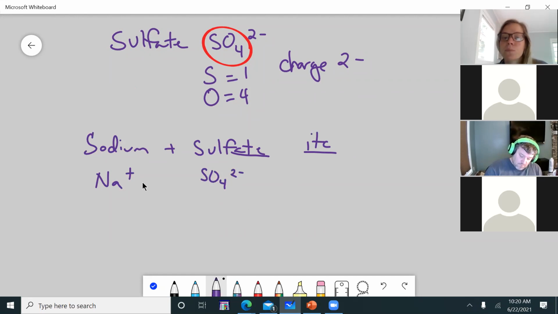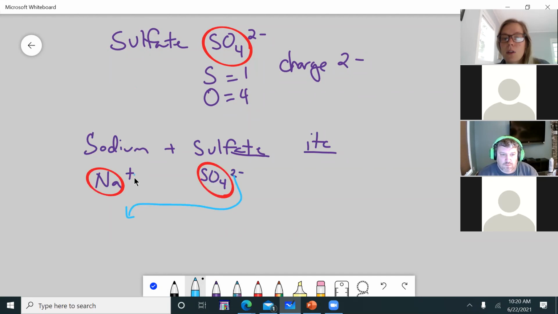So when I'm doing this, I kind of like to circle the atoms so that I don't confuse them with the charge. Treat that as a packet. Don't break it up. Just like you treat Na, the N and the A, as a unit, you're not going to break that up. We're not going to break this up. All we're going to do is flip-flop charges. So the 2 is going to drop down to the sodium. The 1 is going to drop down to the sulfate. So I should have 2 sodiums, Na2, and 1 sulfate, SO4.